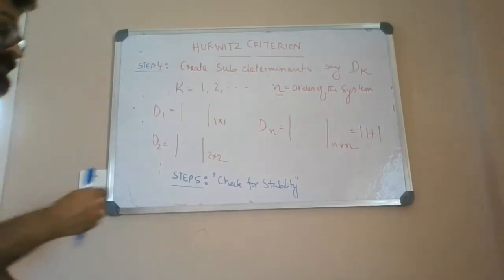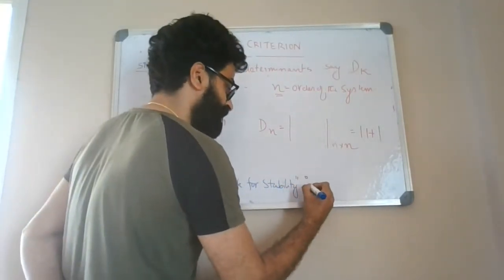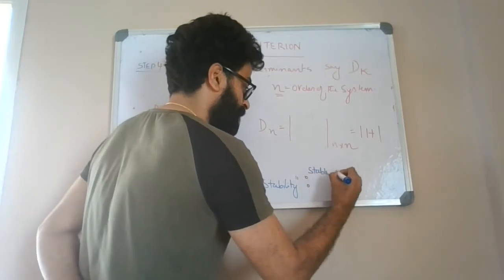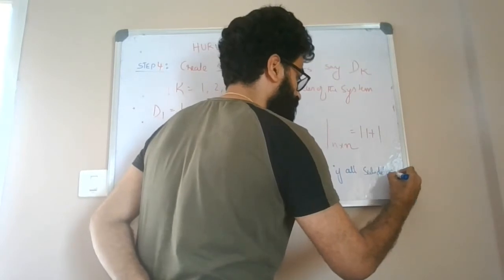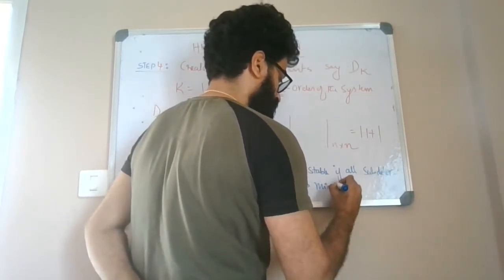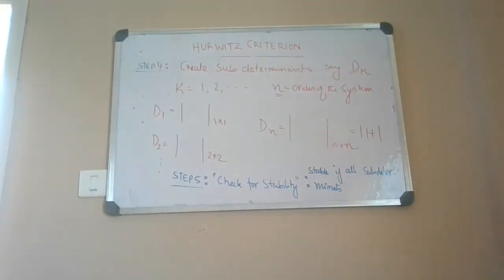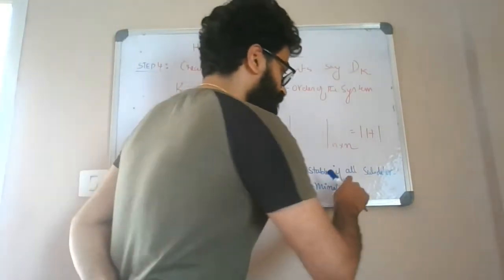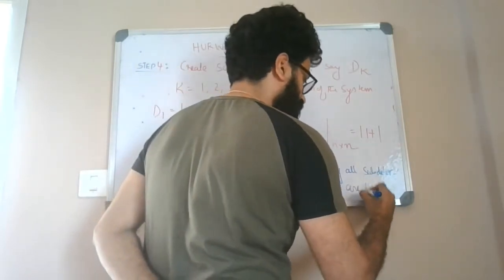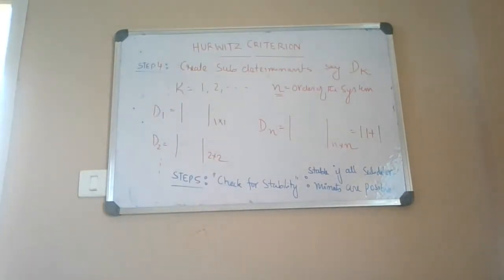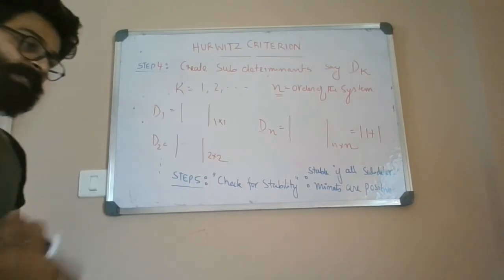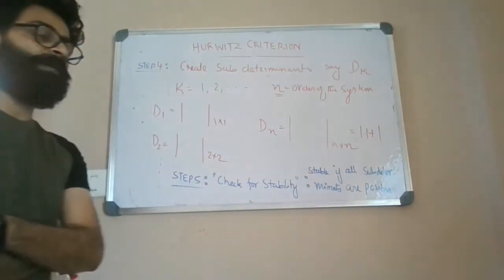A system, linear time invariant system, is said to be stable if all subdeterminants are positive. So this is the statement, the condition for stability. If all these subdeterminants give positive values upon solving, then the system is said to be stable.